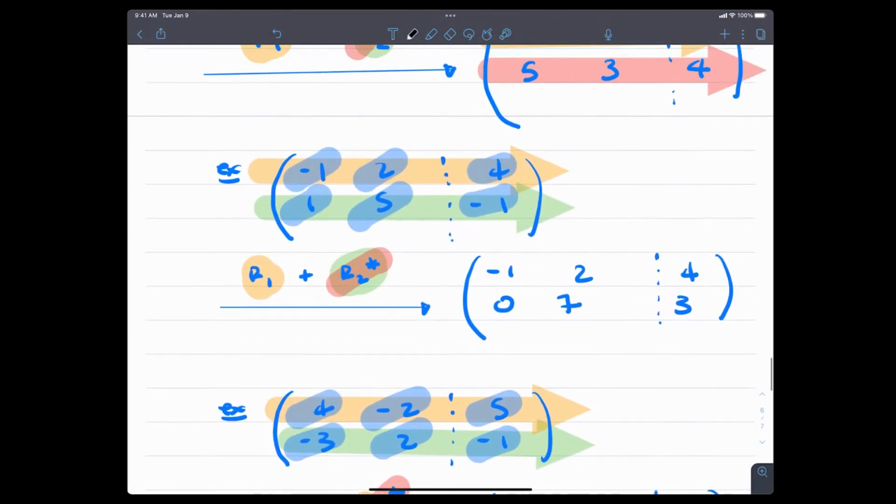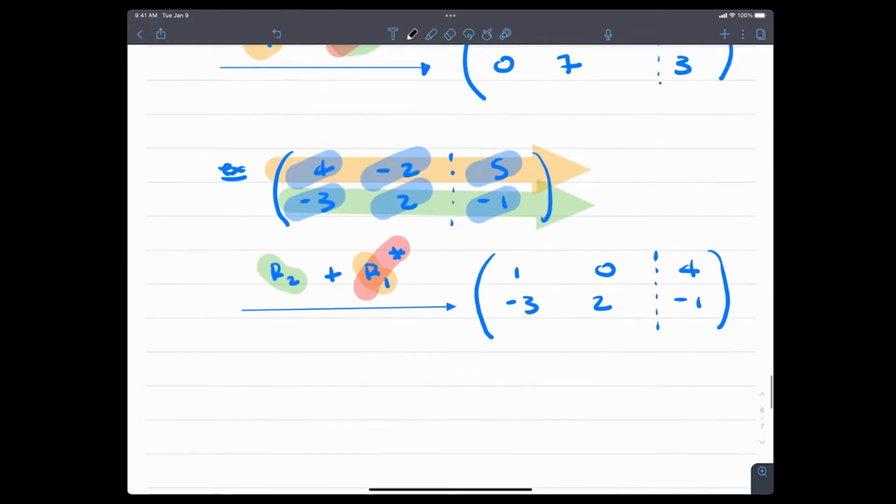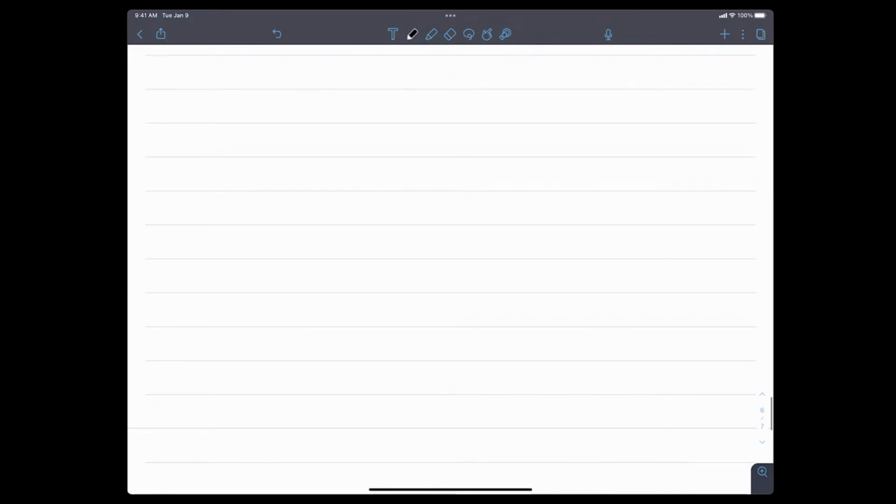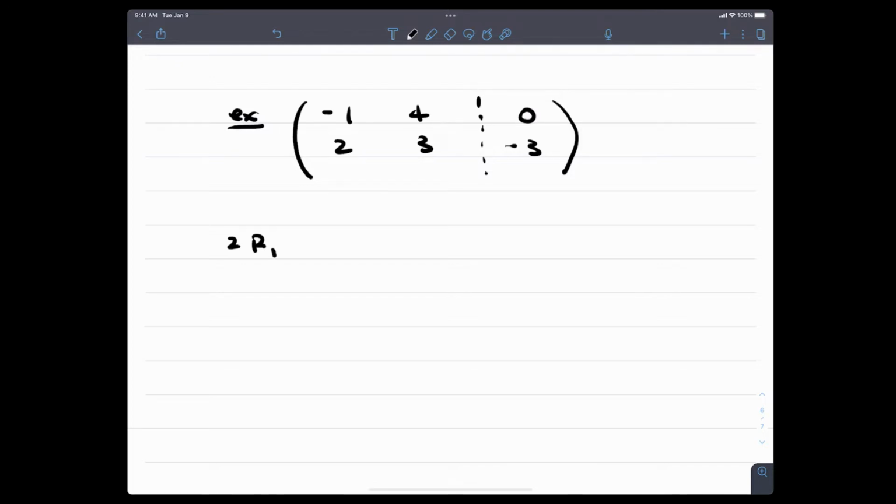So this is doing arithmetic with the rows. This is going to be an extremely important process. It's one of the main parts of using this method. And now I'm going to give you guys another example. I'm going to put some things together. -1, 4, 0, 2, 3, -3. You're going to take 2 times row 1, and you're going to add it to row 2.